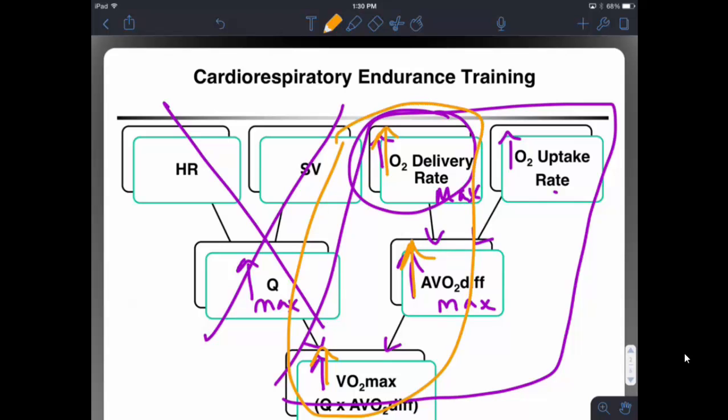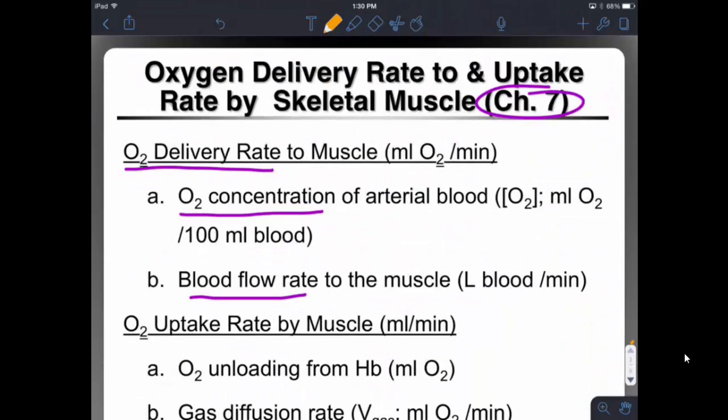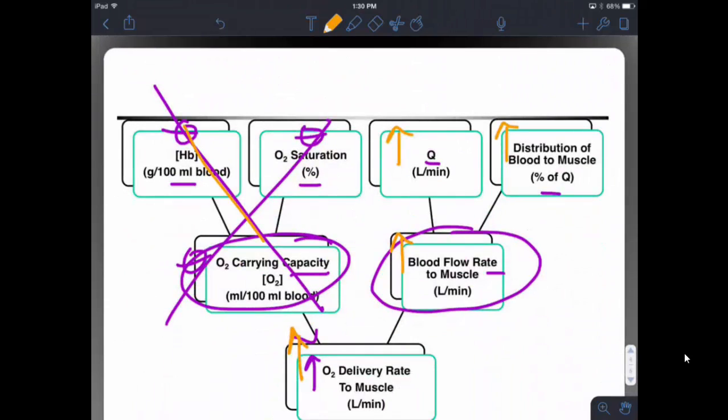Okay? So the increases in oxygen delivery rate are not due to carrying capacity. They're due to how much of that blood flow is distributed to the muscle, which has to do with cardiac output and distribution of blood to the muscle.